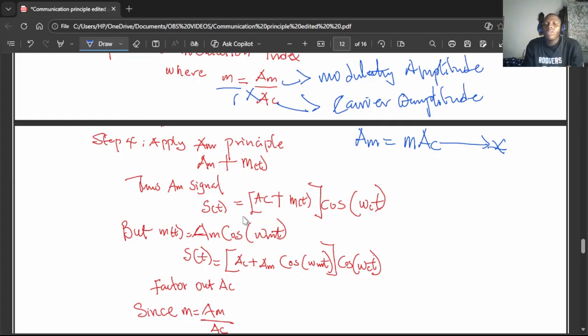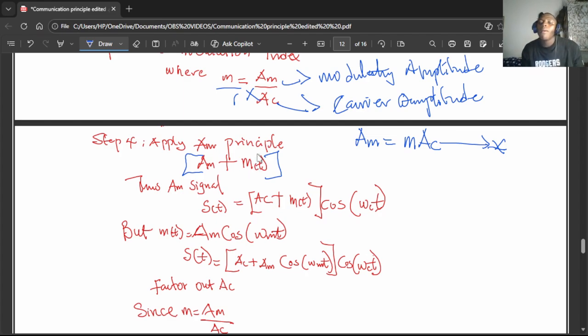Your modulating amplitude frequency is now given with this expression. So for your step 4, you simply have 2 in 1. Your step 4 is a 2 in 1 process. Now, what are the processes involved? The first process is your amplitude modulating principle, which is given as Am plus m of t.